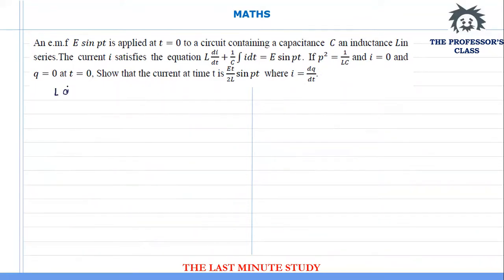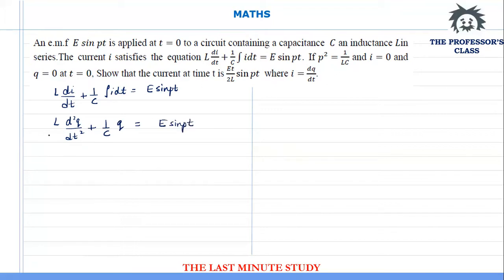So let's start with this equation. L di by dt plus 1 by C integration of i dt is equal to E sin pt. Let's substitute the value of i equals dq by dt over here. So you'll get L d square q by dt square plus 1 by C integration of i dt. In place of i, you will substitute dq by dt. dt will get cancelled and integration of dq will be q. So you'll get q over here is equal to E sin pt.